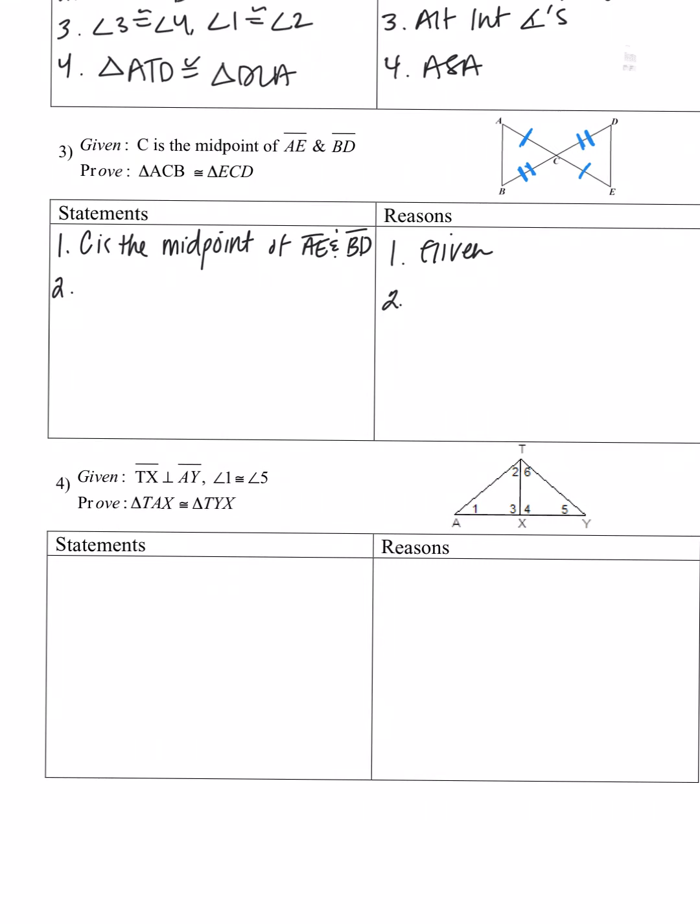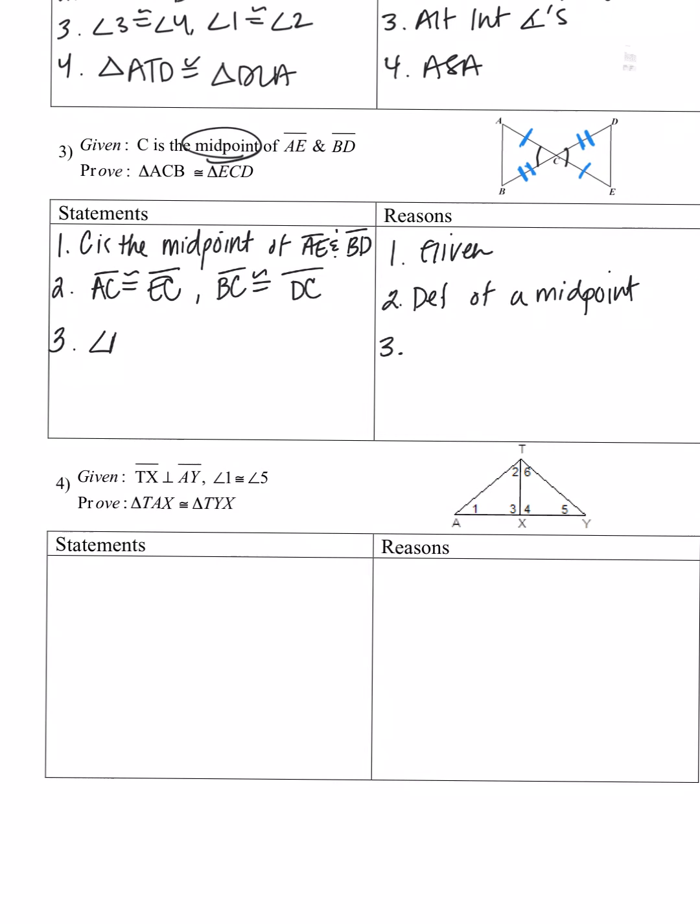So I know AC is congruent to EC. Watch your corresponding parts. And I also know BC is congruent to DC. And this is by the definition of a midpoint. It says midpoint here, so I'm going to mention it. Okay, I'm almost there, but I don't have the 2 triangles congruent. So I look for any of those 3 pieces of information I may have, and I notice I do have vertical angles here. Angle ACB is congruent to angle ECD by vertical angles theorem.